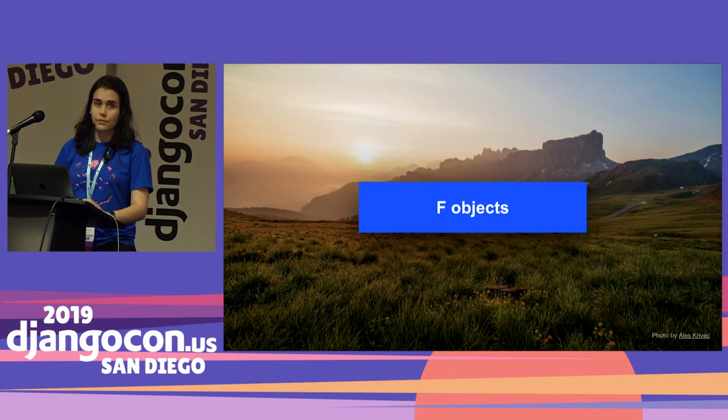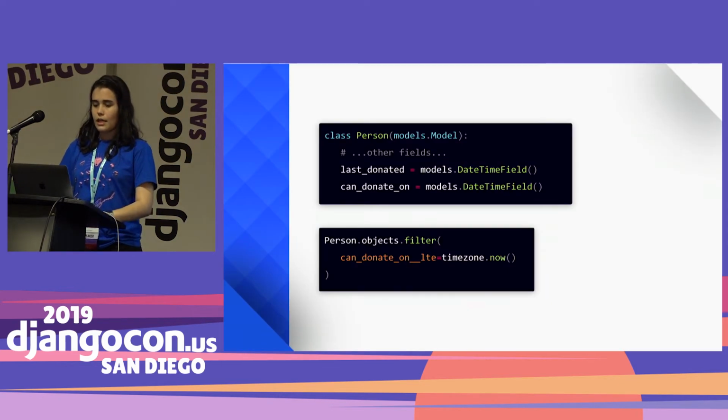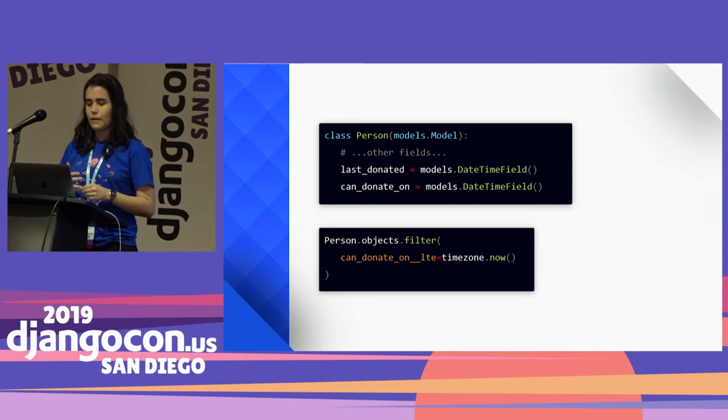Another base resource which is very useful for queries is called F-expressions, or F objects. To start with it, I want to show an example first. According to the American Red Cross, people can donate blood every 56 days.